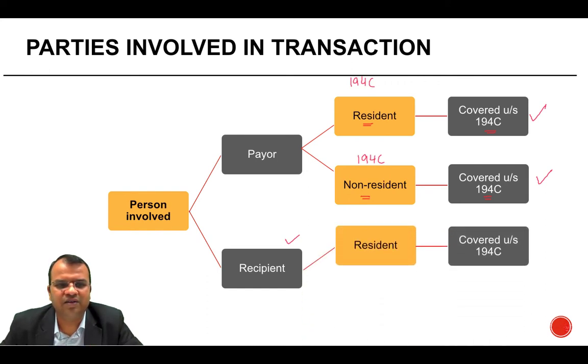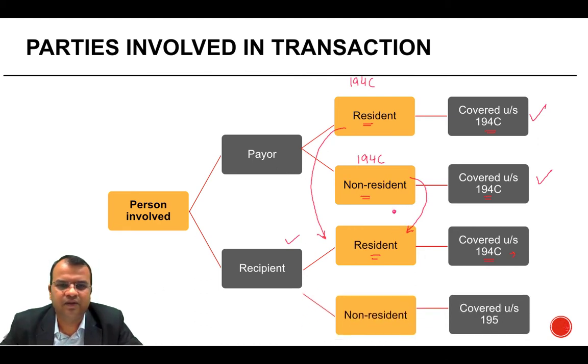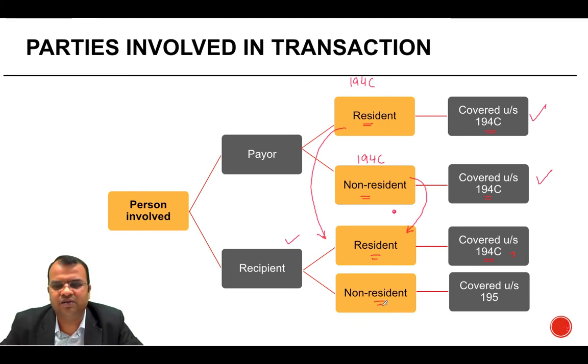Now, the second question is, who would be the recipient? So if the recipient is a resident, he is covered under section 194C, which means where a resident makes payment to another resident, that's covered under 194C. If a non-resident makes payment to a resident, even that may be covered under section 194C, subject to certain conditions. We will discuss those later. But when the recipient is a non-resident, which means that if a resident is making a payment to a non-resident or a non-resident is making payment to another non-resident, that is covered under section 195. So even if the nature of payment is something which is covered under section 194C, if the recipient is a non-resident, section 194C does not apply, but section 195 will be applicable.